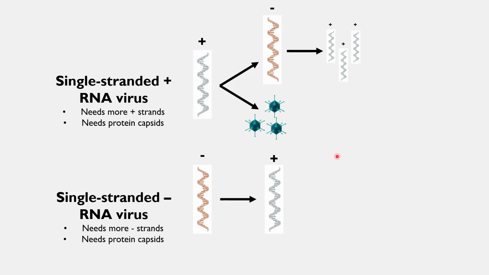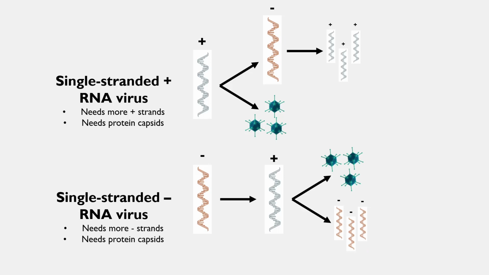The process looks different for single-stranded minus RNA viruses. These guys need to make more minus strands, and they need to make more protein capsids. The minus strands cannot be used as a template for the ribosome, but they can be used as a template for making more plus strands. So the negative strand will be used to generate positive strands. The positive strands can then be read by the ribosomes to make proteins, and they can be read to replicate their complementary negative strands. You take those negative strands, you put them in a capsid, and now you have more identical single-stranded negative RNA viruses.